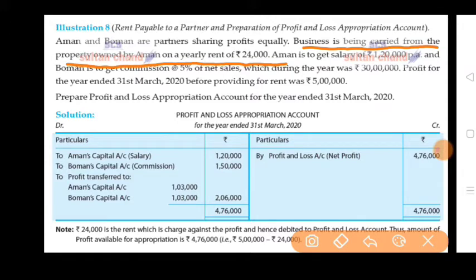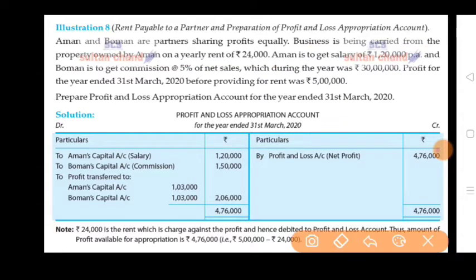This rent will be considered as charge against profit, and charge against profit does not come under profit and loss appropriation account, it comes under profit and loss account. The profit of your firm is 5 lakh. The first thing you will do, from 5 lakh we will deduct 24,000. So 5 lakh minus 24,000, 4 lakh 76,000 will be the profit, which will be credited in profit and loss appropriation account.